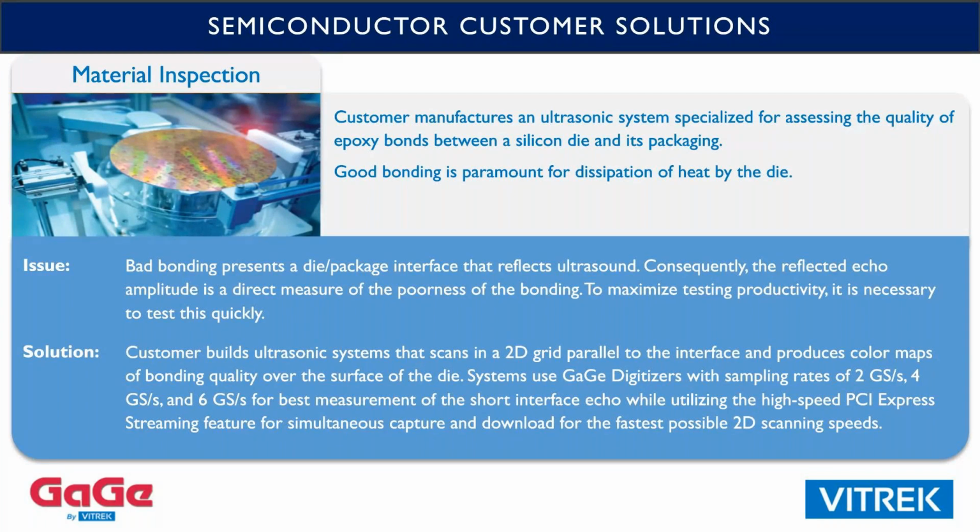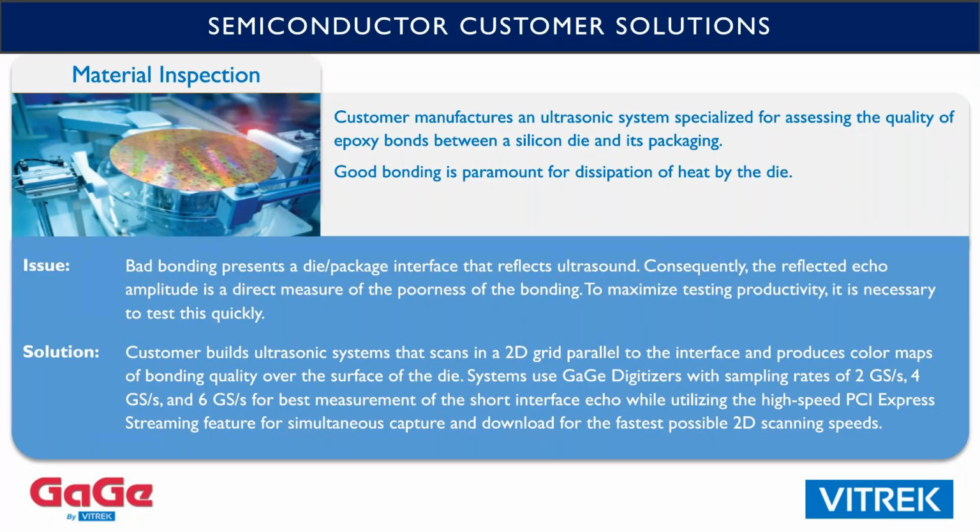You can then scan parallel to the die surface, and then produce a color-coded map of the bond quality over the entire surface of the die. And you can actually produce an average bond quality index that is then used to produce a pass-fail criterion for the chip.